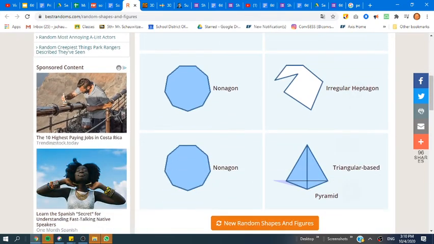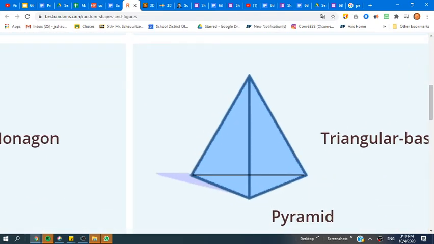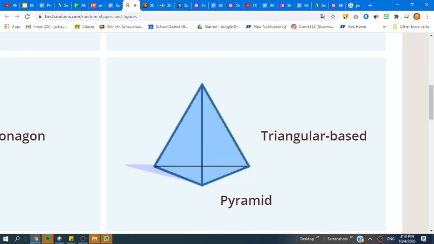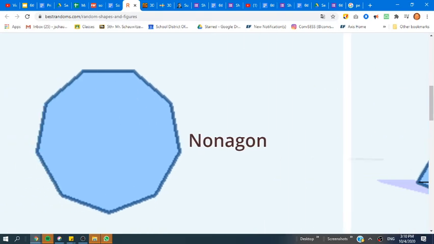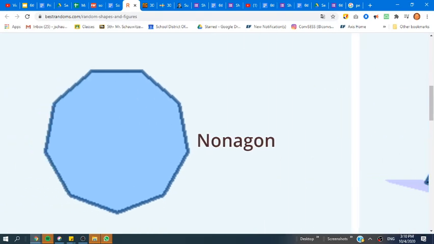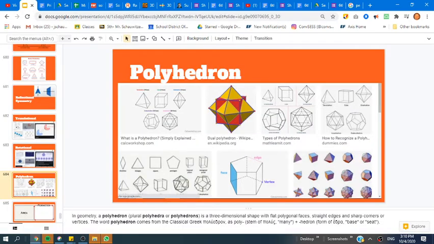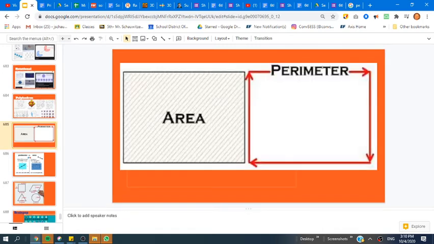So right here, here's a polygon. This pyramid is a triangular pyramid, that's a polyhedron, but right here, this is not a polyhedron, okay, because it does not have any vertices. It's a two-dimensional shape. So make sure you understand that. So why is this important?